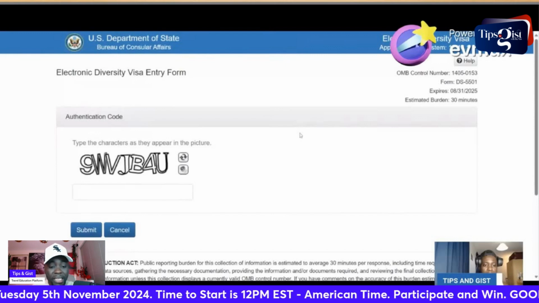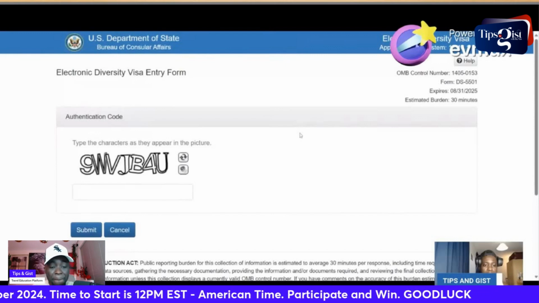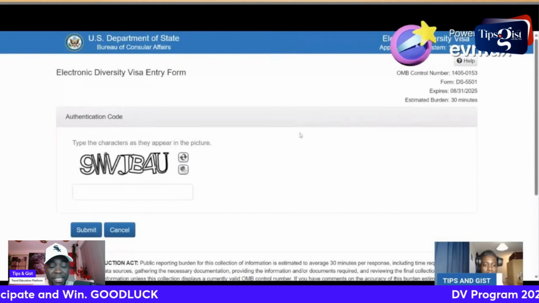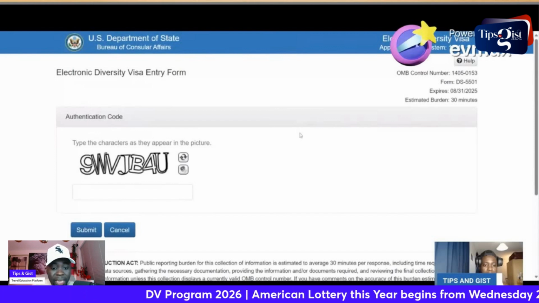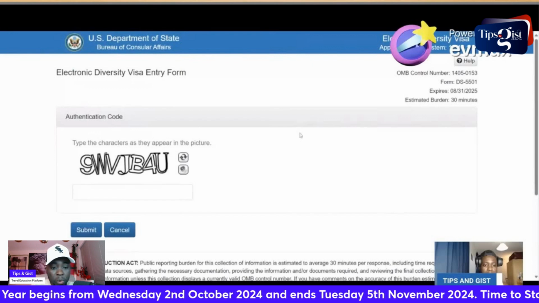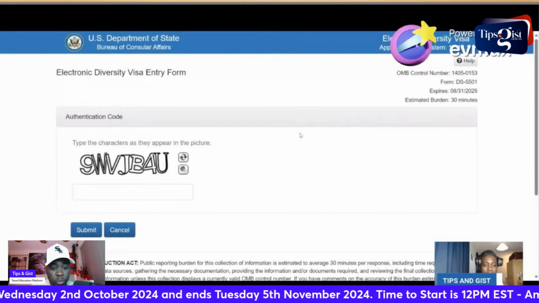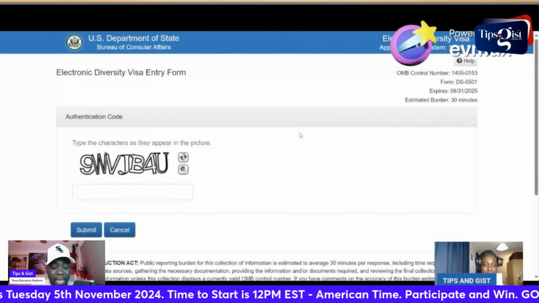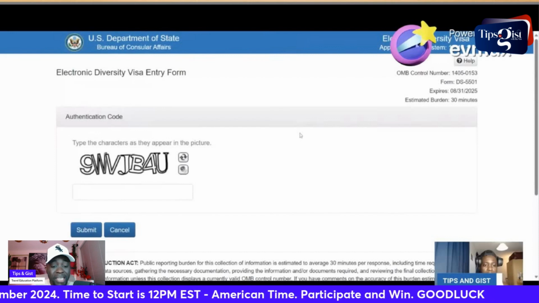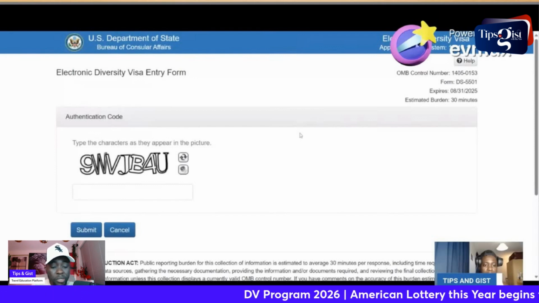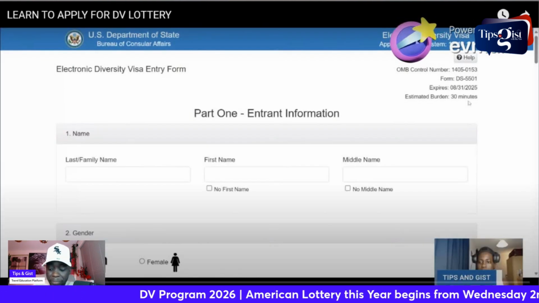This is how the authentication code is. You're going to see numbers mixed with alphabets. It can be upper case or lower case. You enter the exact words and numbers that you see there before you proceed. So for instance, you can see this: 9WVJB4U. You just enter it in the section below, then you click submit. Please, when you go on the portal, you are going to see yours different. So what you see over there is what you should enter.